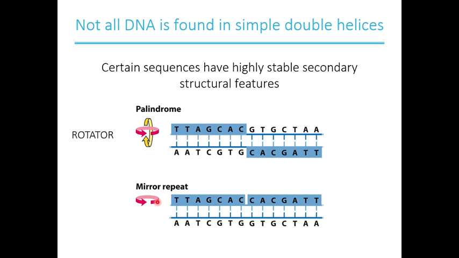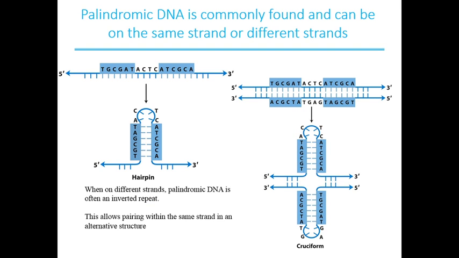A mirror repeat, on the other hand, has a symmetrical sequence within each strand, as you can see. Superimposing one repeat on the other requires only a 180 degree rotation about the vertical axis, as shown here. The self-complementary sequence within each strand confers the potential to form hairpin or cruciform-like structures. When on different strands, palindromic DNA is often an inverted repeat. This allows pairing with the same strand in an alternative structure. Conversely, mirror repeats do not have complementary sequences within the same strand and thus cannot form hairpin or cruciform structures. These structures are specifically formed in case of a palindrome.